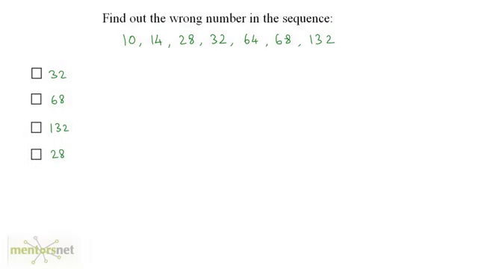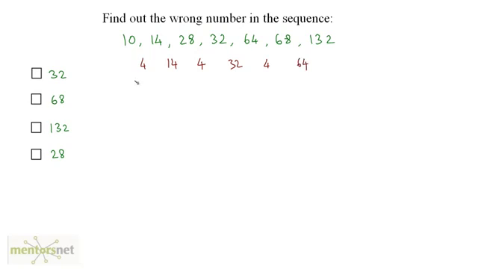Alright, what could be the answer of this final question? Okay, let's see if the difference funda works for us. So difference between 10 and 14 is 4. Difference between 14 and 28 is 14. And 32 minus 28 gives you 4. Then 64 minus 32 gives you 32, right? So kind of a pattern here. And 68 minus 64 is 4, and 132 minus 68 gives you 64.